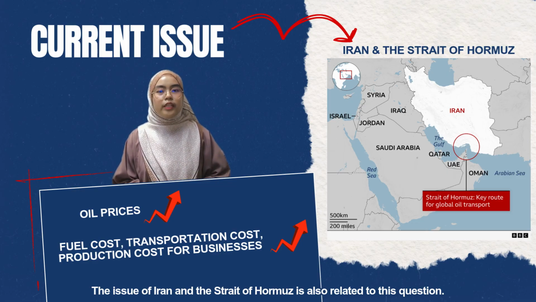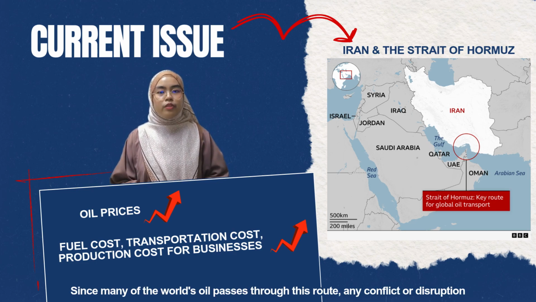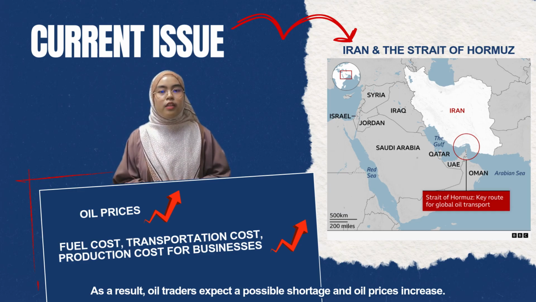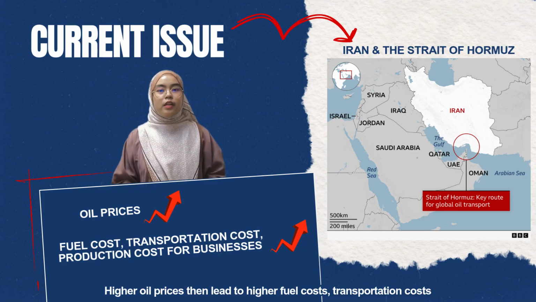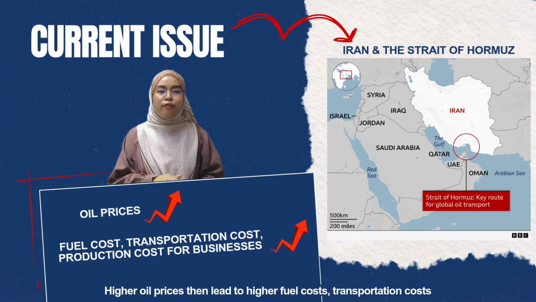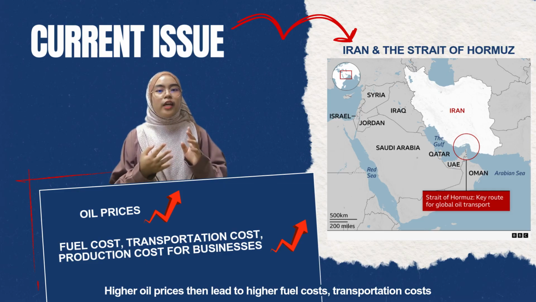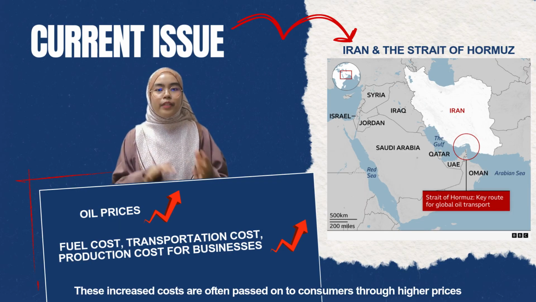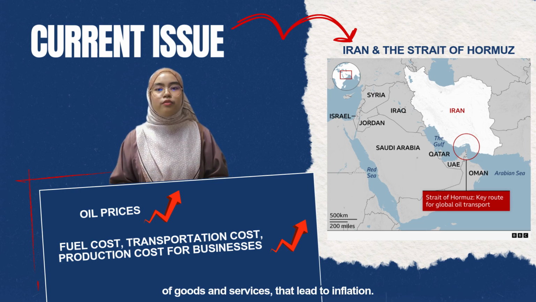The issue of Iran and the Strait of Hormuz is also related to this question, since much of the world's oil passes through this route. Any conflict or disruption can reduce oil supply and cause global oil prices to rise. As a result, oil traders expect a possible shortage and oil prices to increase. Higher oil prices then lead to higher fuel costs, transportation costs, and even production costs for businesses. These increased costs are often passed on to consumers through higher prices of goods and services that lead to inflation.